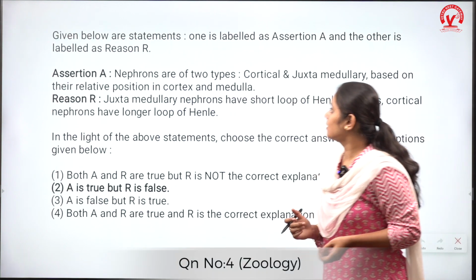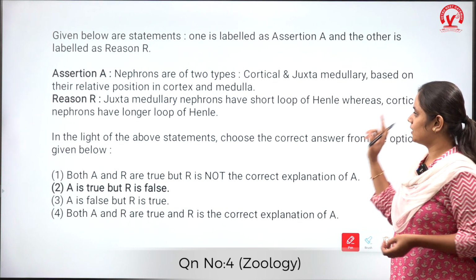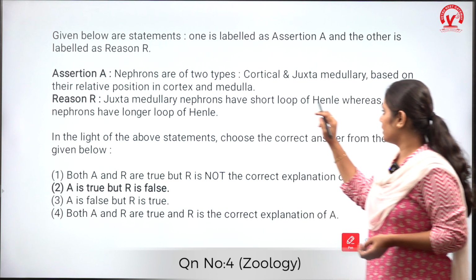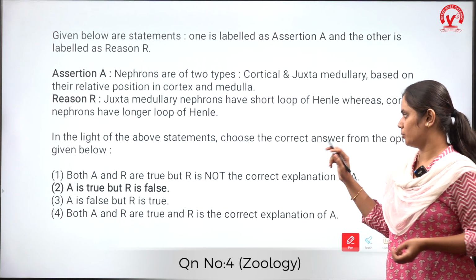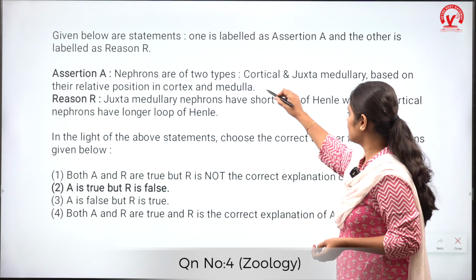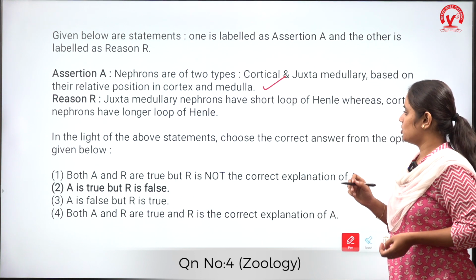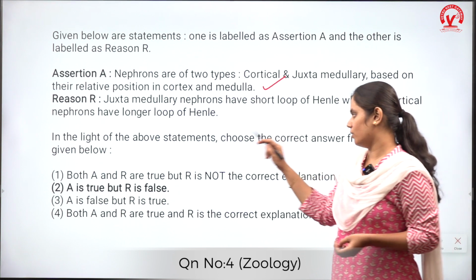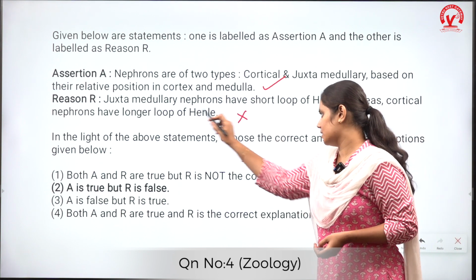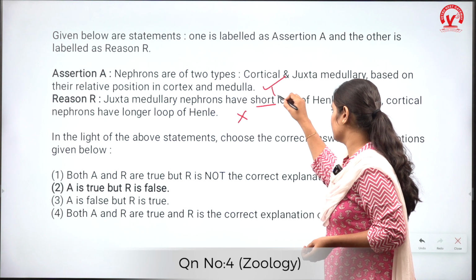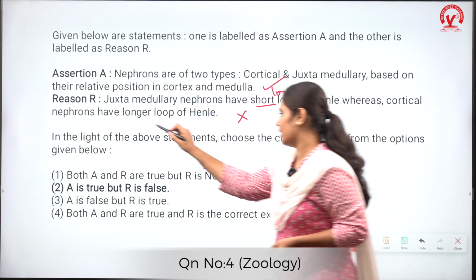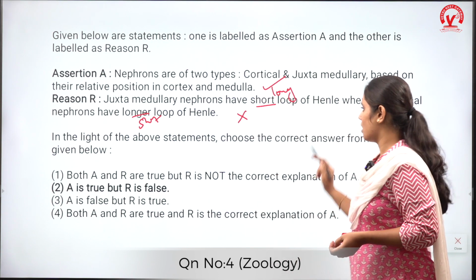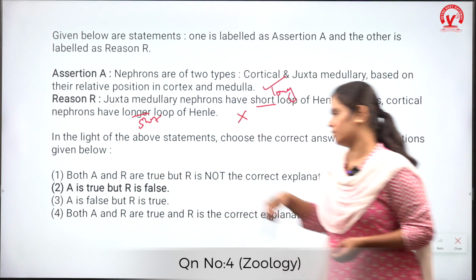Given below are statements. One is labelled as assertion A and the other is labelled as reason R. Assertion A: nephrons are of 2 types, cortical and juxtamedullary, based on their relative position in the cortex and medulla. So the assertion is correct. Reason R: juxtamedullary nephrons have a short loop of Henle whereas cortical nephrons have a long loop of Henle. This is wrong because juxtamedullary nephrons will have a long loop of Henle and cortical nephrons will have a short loop of Henle. So the answer will be A is true, R is false. Option 2, A is true, R is false, correct.